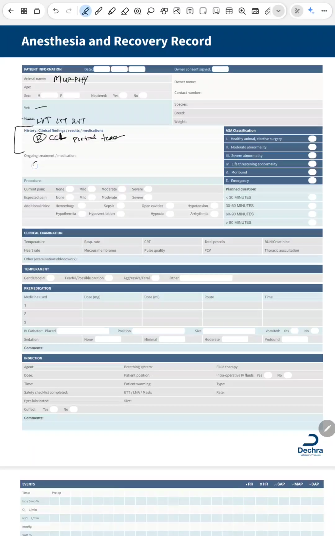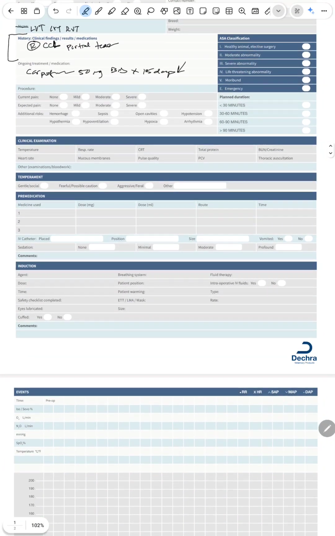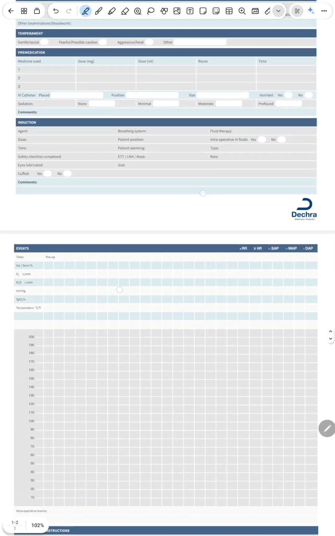Ongoing treatments or medications. He's been on carprofen, 50 mg, BID, for the last 15 days, what have you. And that helps tell everybody on the staff, if he's already on carprofen and he probably got it the morning of, let's not overdose, let's not give an injection during surgery, right? And then you just keep going down that sheet. You can see it's not terribly different than what you're used to, I'm sure.